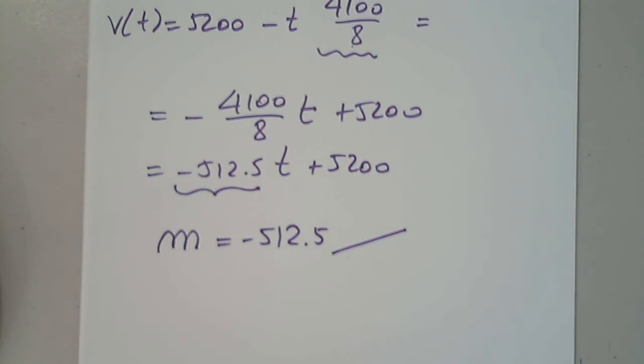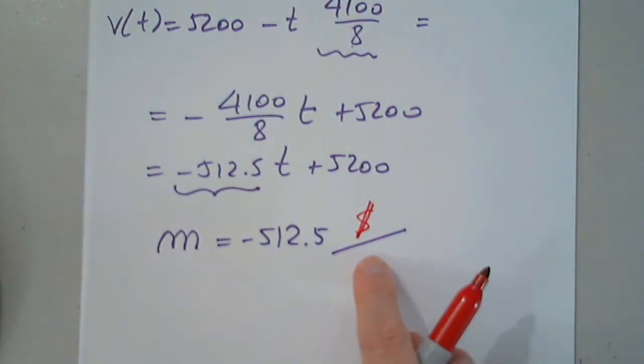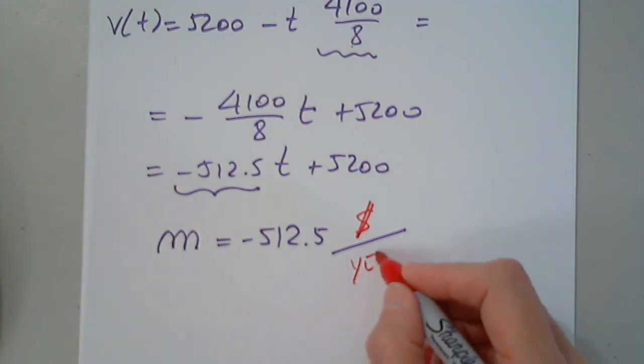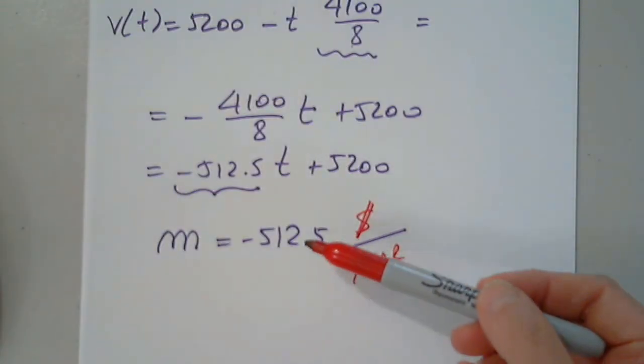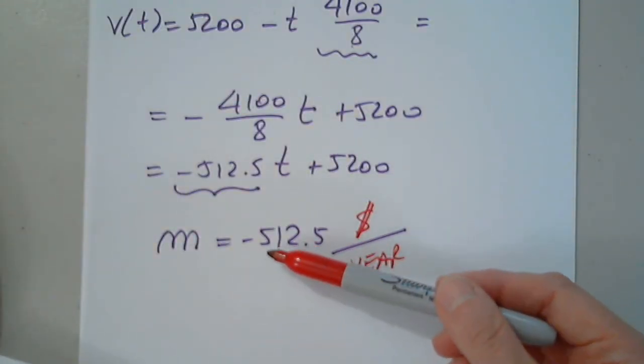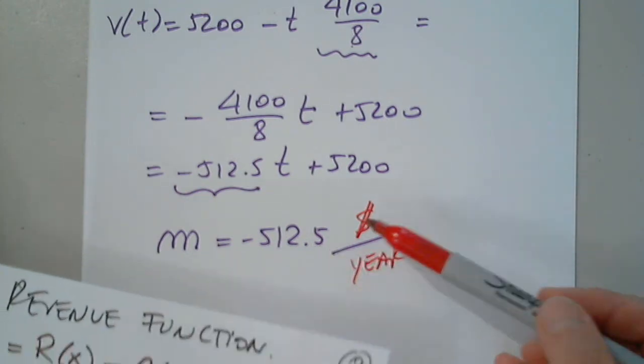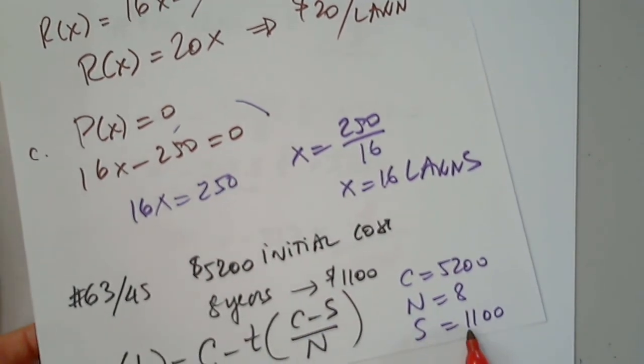Your car cannot have a value in years, right? What is the value of your car? In dollars. So the value is dollars per time it depreciates? Of course, per year, right? It started with a value of 5,200, and every year the value decreases by $512.45. And in 8 years, it gets to 1,100.